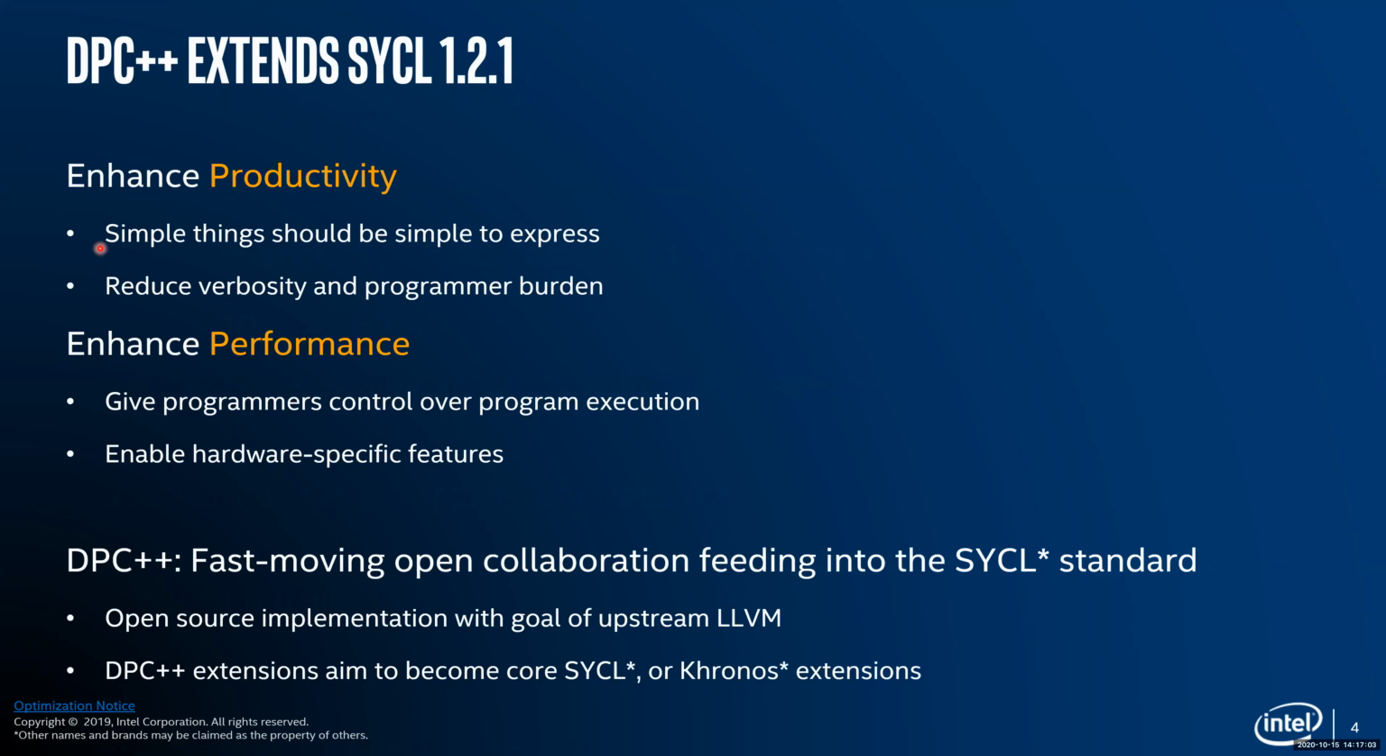So mainly, what are these extensions? These are mainly to enhance productivity. So this is mainly to simplify the language and also to reduce the verbosity and programmer burden. And the second main goal is to enhance performance. This is by giving programmers control over program execution by mainly enabling hardware-specific features. So we will look at an example of these two goals mainly for the extensions.